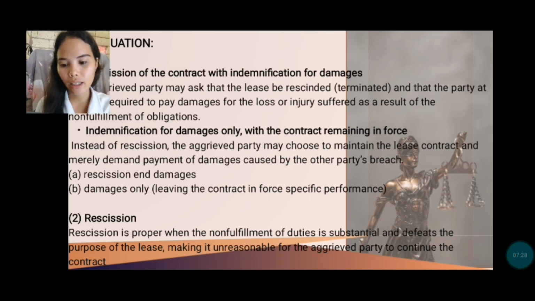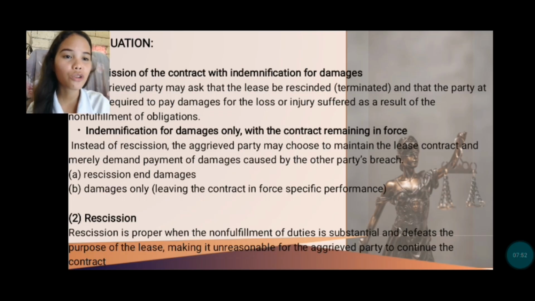Rescission of the contract with indemnification for damages. The aggrieved party may ask that the lease be rescinded or terminated and that the party at fault be required to pay damages for the loss or injuries suffered as a result of the non-fulfillment of the obligation.